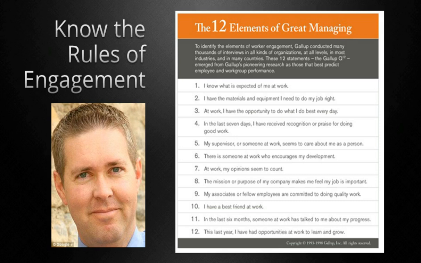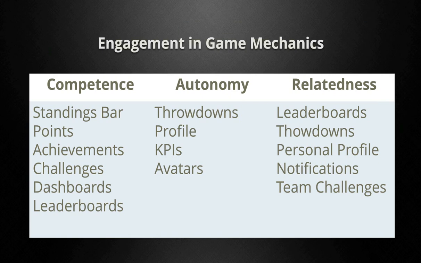And 12, this last year, I've had opportunities at work to learn and to grow. Take special note of that, folks. Those are the 12 key ingredients to employee engagement. So let's talk about engagement in game mechanics. Now, as we talked about, there's 3 main ingredients. There's competence, autonomy, and relatedness.